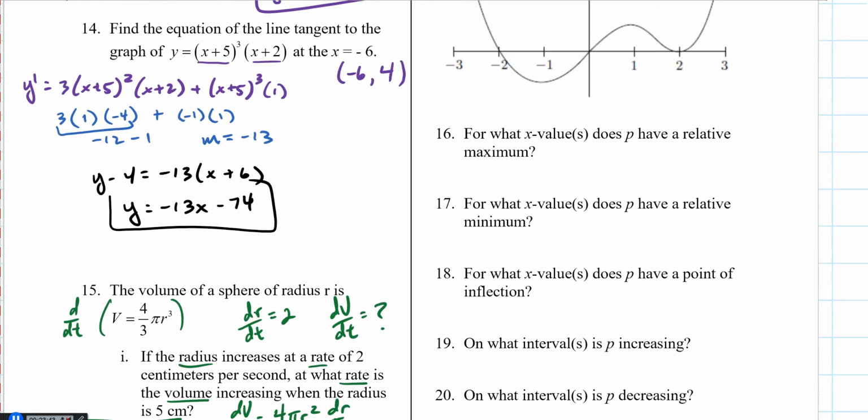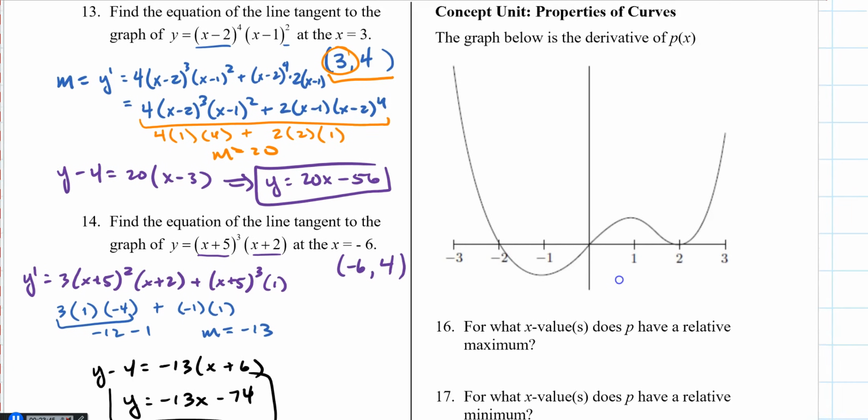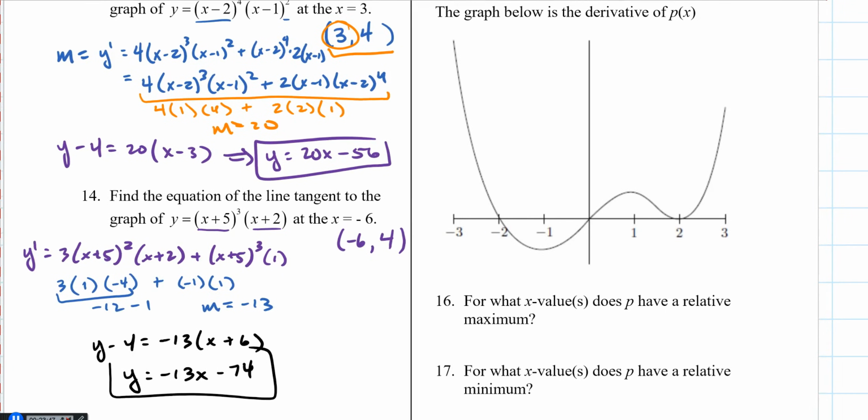16 through 22, we're going to use this graph. For what x values does p have a relative max? It's important to make sure we read this because the graph here is not p. This is the derivative of p. So for what value does p have a maximum? Well, p is going to have a maximum when the derivative changes from positive to negative.